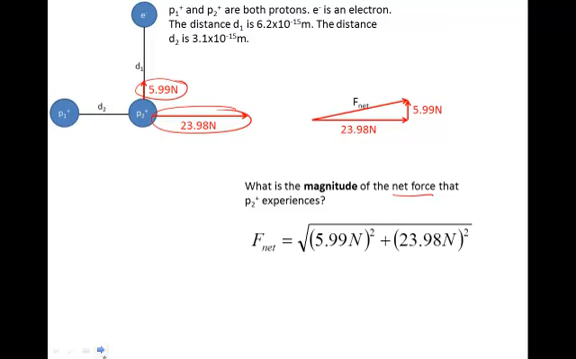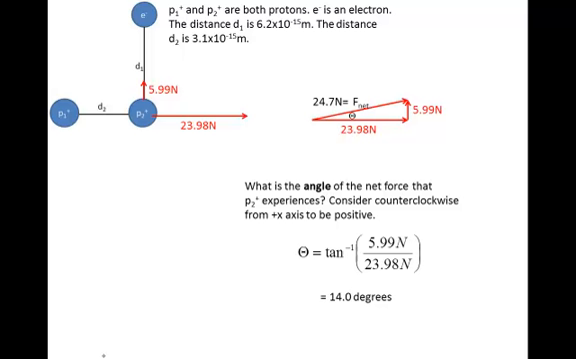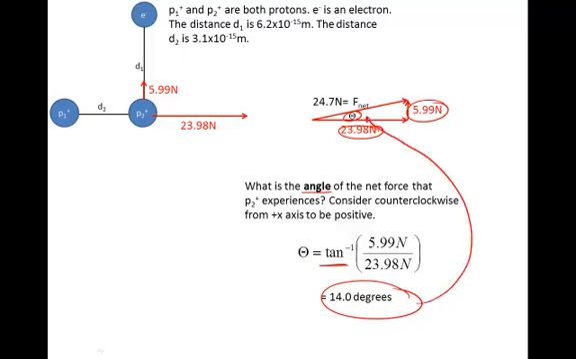In order to find that, we've got to use the Pythagorean theorem. So the net force is going to equal that value of 24.7 newtons. So that's just the magnitude. What we will also need is the angle. So we need that angle right there. Let's use the inverse tangent of the opposite side divided by the adjacent side. And therefore, that angle, 14 degrees, is right there.